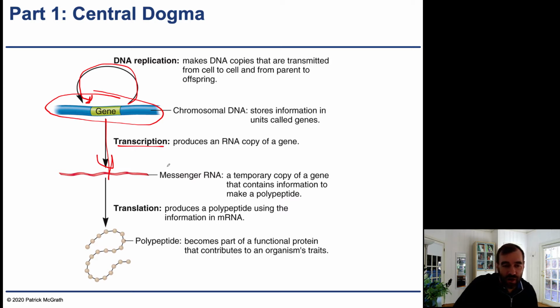Multiple RNA types can be produced. One possibility is the messenger RNA. This is a temporary copy of a gene that contains the information to make a polypeptide. A polypeptide is just another name for a protein. But a gene can also be transcribed to produce a tRNA, an rRNA, a small RNA, an enzymatic RNA. Transcription refers to the process of making all of those different types of RNAs.